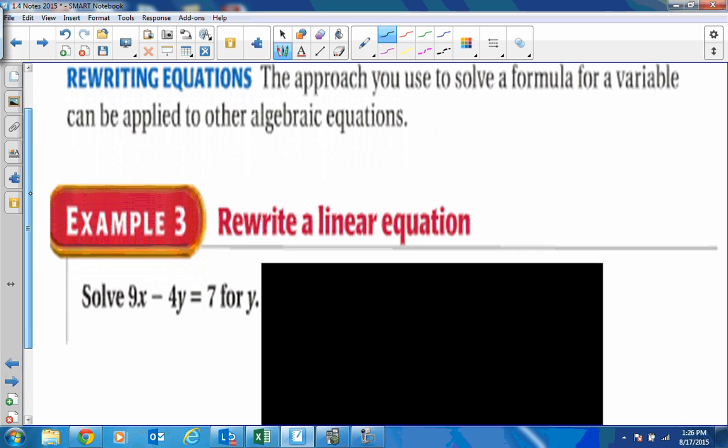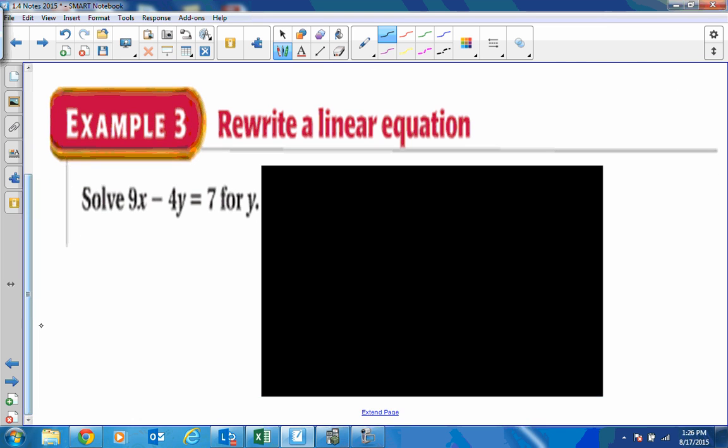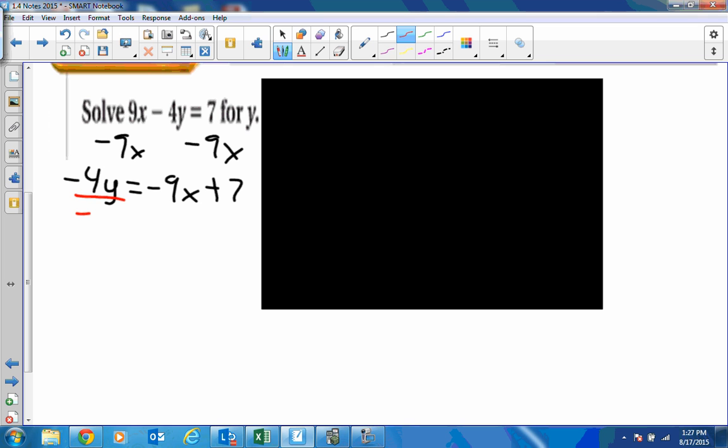All right, the most important thing: the approach you use to solve a formula for a variable can be applied to other algebraic equations. A lot of times you have to write equations in slope-intercept form. That is getting a variable by itself. So if they say solve 9x minus 4y equals 7 for y, first thing we're going to do is subtract 9x from both sides. So we have negative 4y equals negative 9x plus 7. Then we want to divide by negative 4. So we get y equals 9 fourths x minus 7 fourths. And that would be your answer.